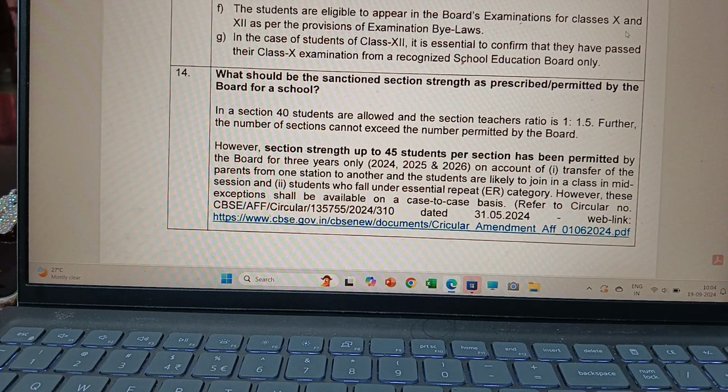However, section strength up to 45 students per section has been permitted by the board for 3 years only, that is 2024, 25, 26, on account of transfer of the parents from one station to another, students likely to join a class in mid session, and students who fall under the essential repeat category. However, these exceptions shall be available on a case-to-case basis. Refer to circular CBSE/AFF/circular/135755/2024/310 dated 31st May 2024. The web link is also given there.